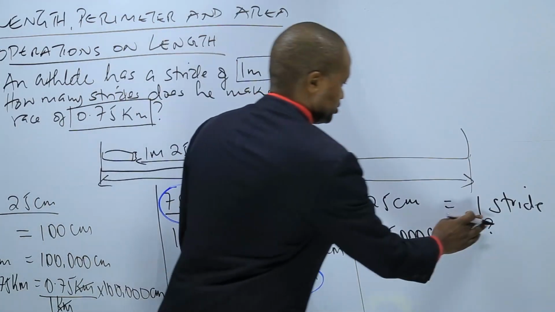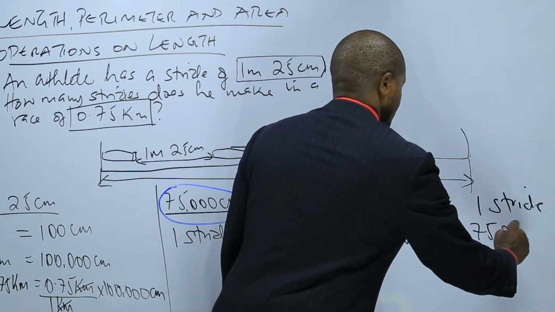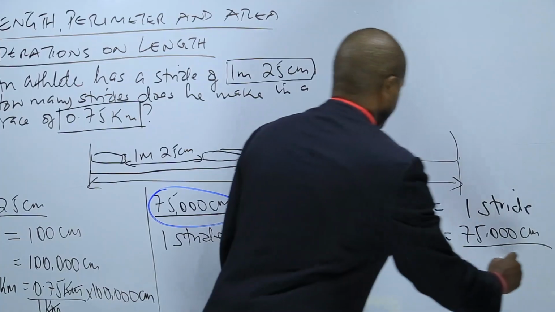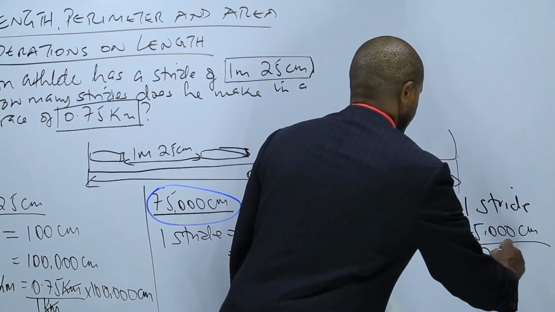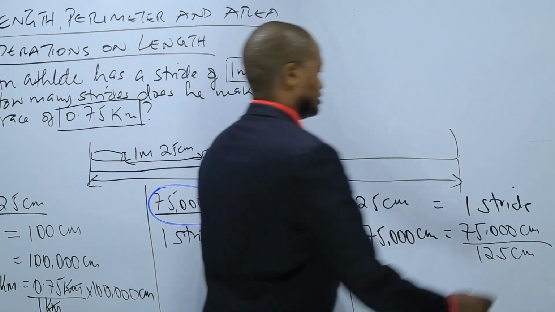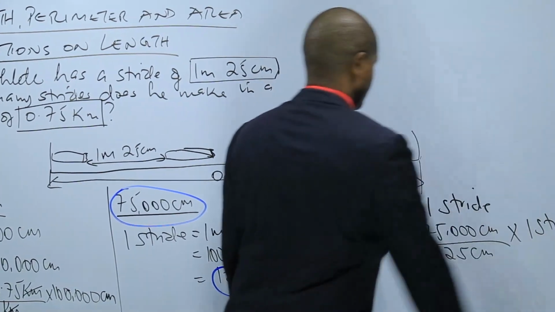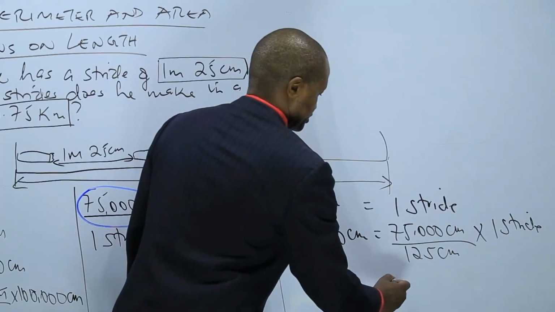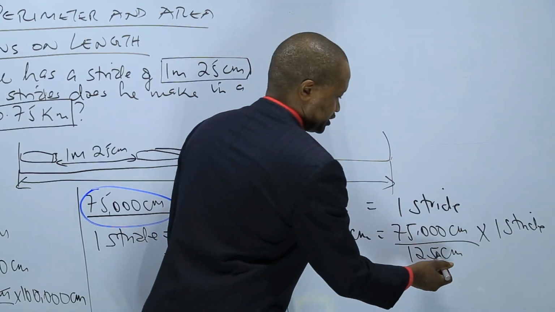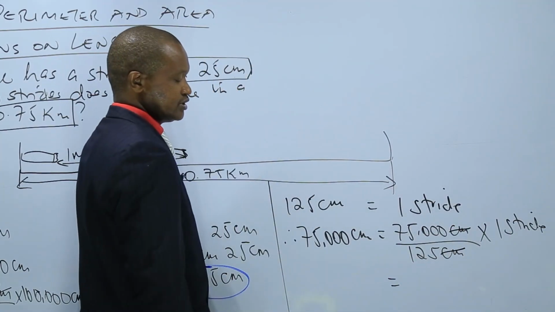How do we do it? We are going to divide 75,000 centimeters by 125 centimeters times one stride. So this we will simplify. 5 goes here. This one cancels out with that. The centimeters will cancel out.